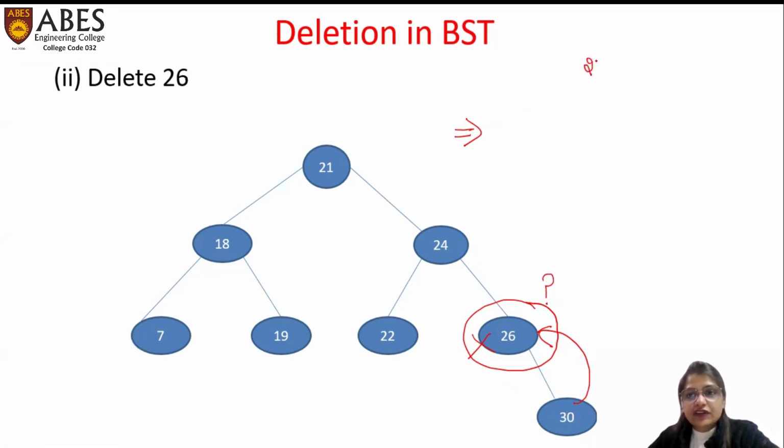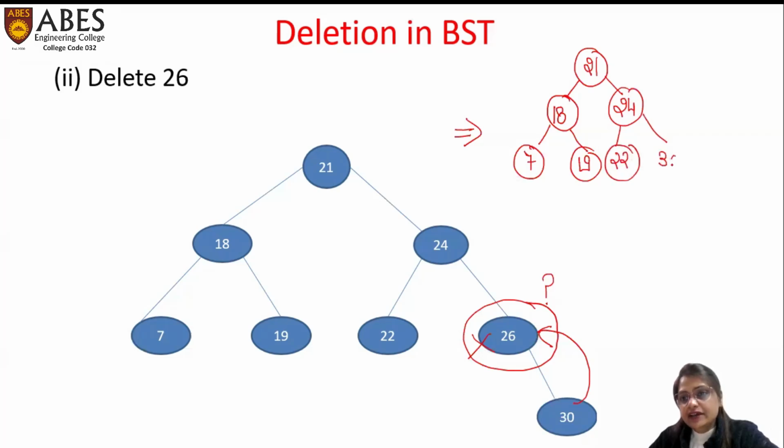Then the resultant tree will be 21, 18, 7, 19, 24, 22 and the right child will be 30, because we have deleted 26. If we want to delete 26, then whatever its child, either left or right, will be replaced here. Let us consider that instead of right child 30, some other child is there, which is 25.